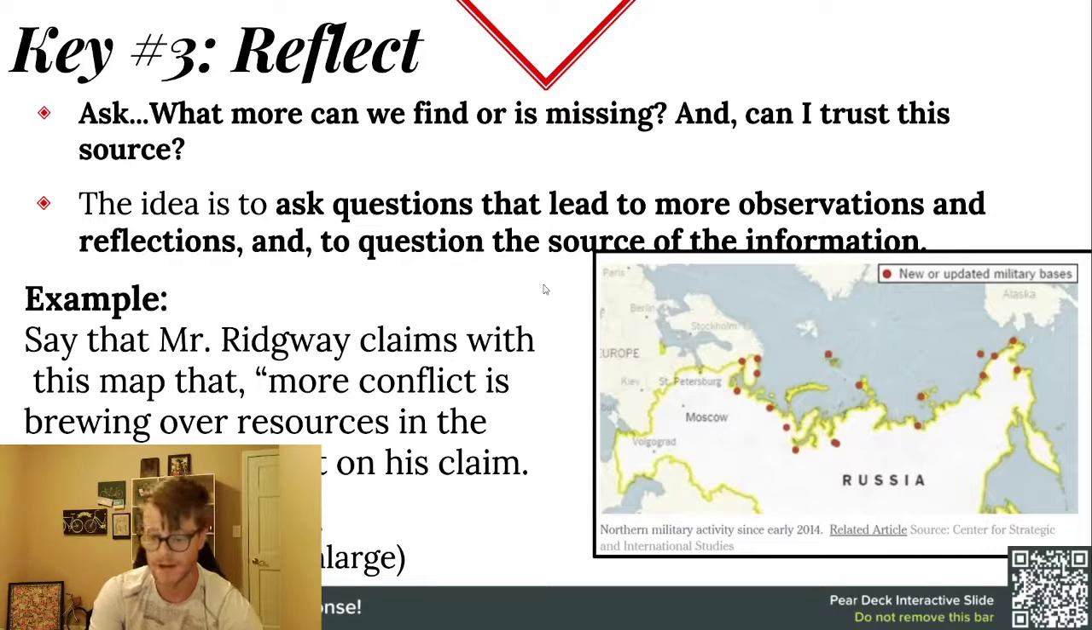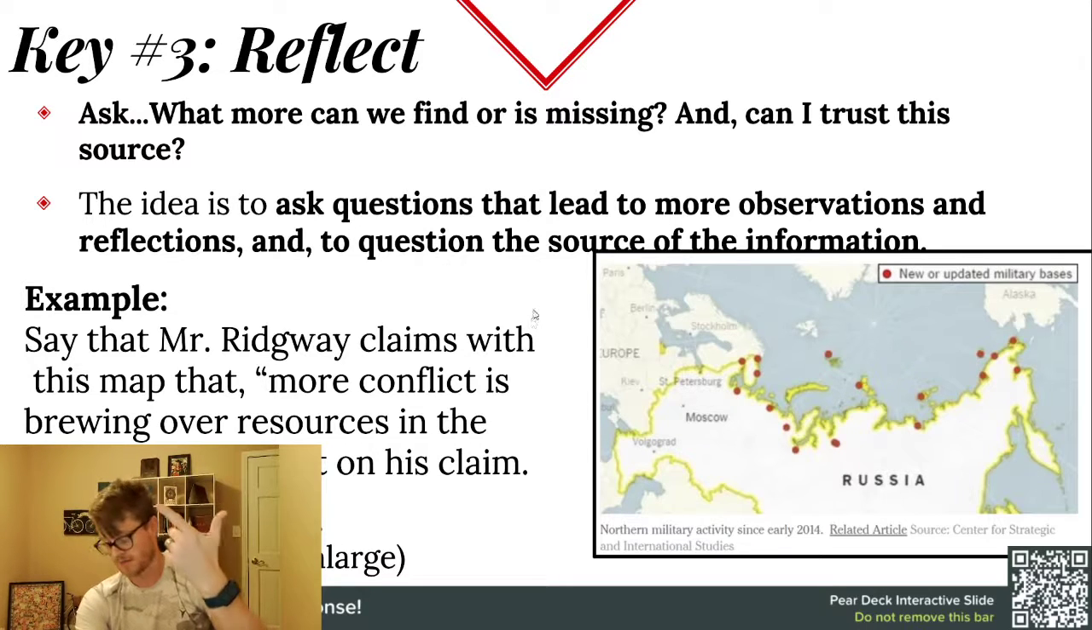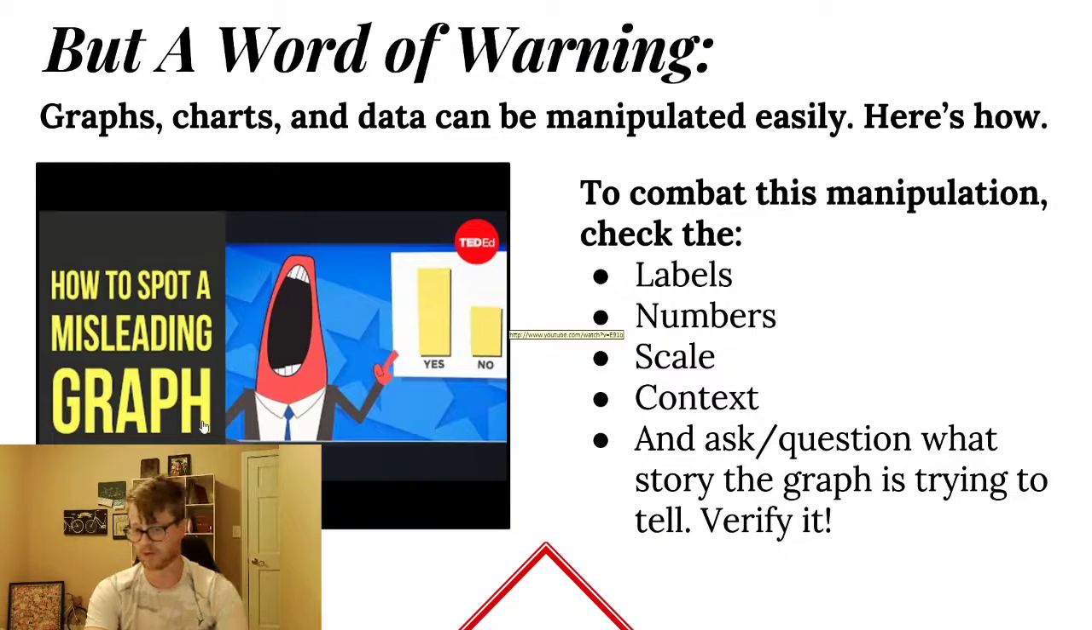Now, we've only done stuff with maps so far, in terms of observing, citing, making a claim, and then reflecting. We haven't gotten to some stuff with charts and even maps on how they can be intentionally manipulated. And that's what this word of warning is going to be about. There's going to be a video here we'll watch in class. Please watch it on your own.